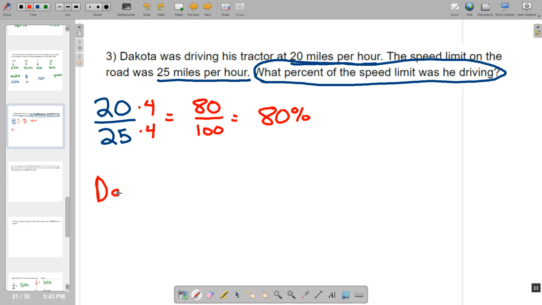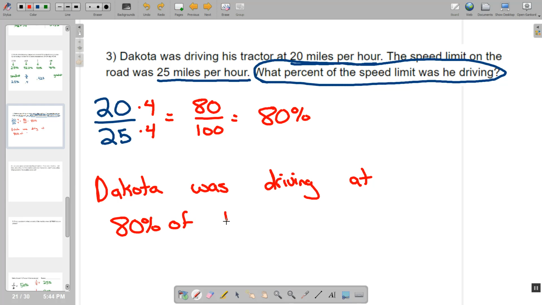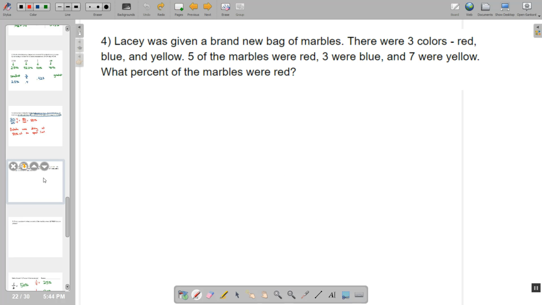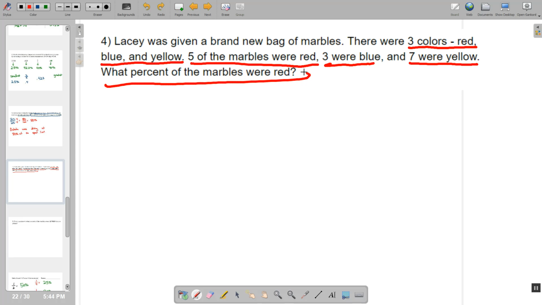So Dakota was driving at 80% of the speed limit. Let's see what's next. Lacey was given a brand new bag of marbles. There were 3 colors, red, blue, and yellow. 5 of the marbles were red, 3 were blue, and 7 were yellow. What percent of the marbles were red?